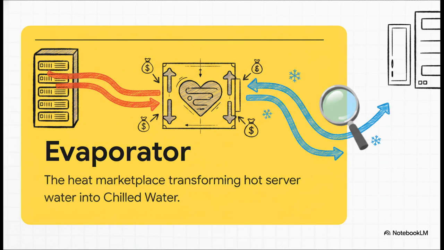I want you to picture it as a super active heat marketplace. The water that's been circulating out in the data center, absorbing all that intense heat from the servers, arrives at the evaporator warm and just loaded with thermal energy. And in this marketplace, that water trades its heat away. It leaves completely transformed into what engineers call chilled water, ready to be sent right back to the servers.